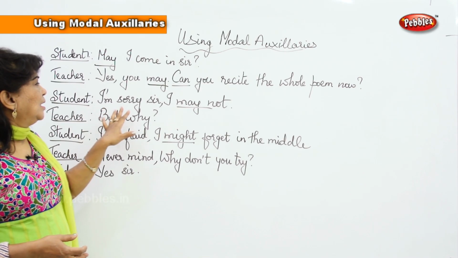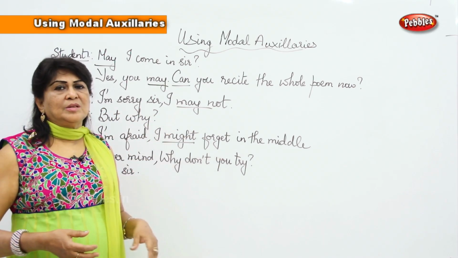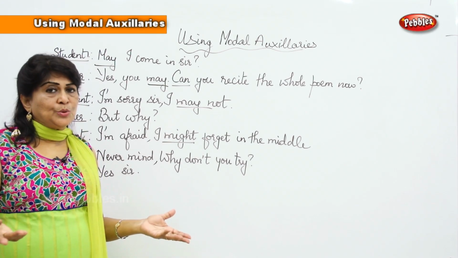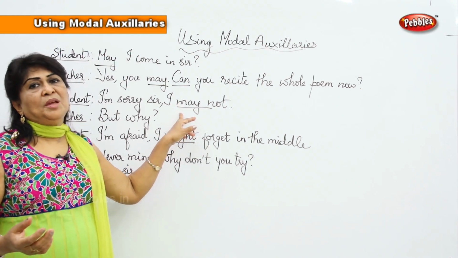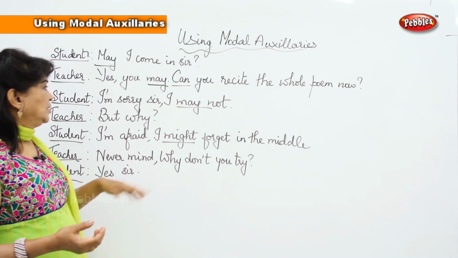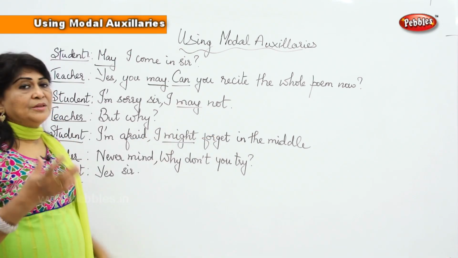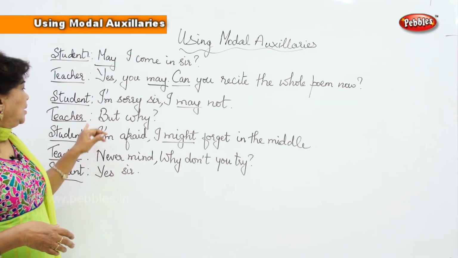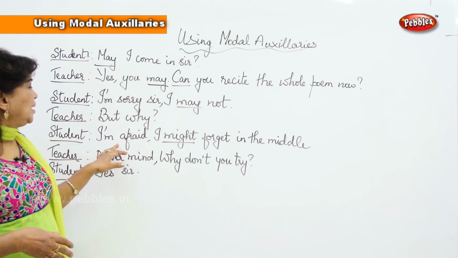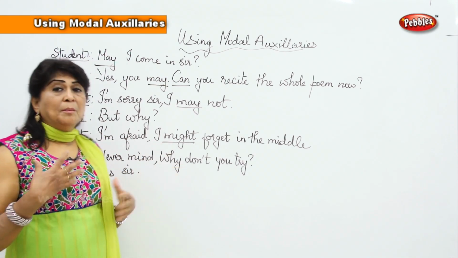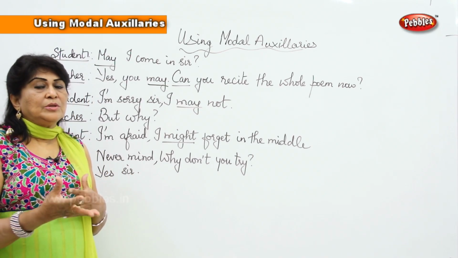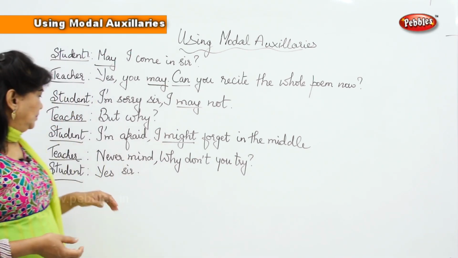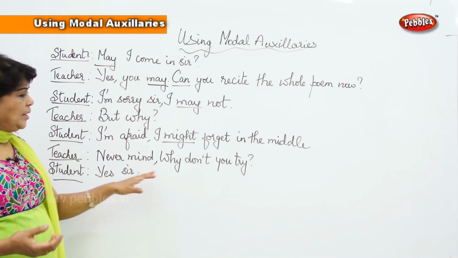But the student says, I am sorry, sir, I may not. So here again the student says the ability, I may not be able to. That is what it means, isn't it? So talks about ability here. Look at the different ways and means where we use all these auxiliaries. When he asks why, the student says, I am afraid I might forget. That is, it could happen, probability. I might forget in the middle.